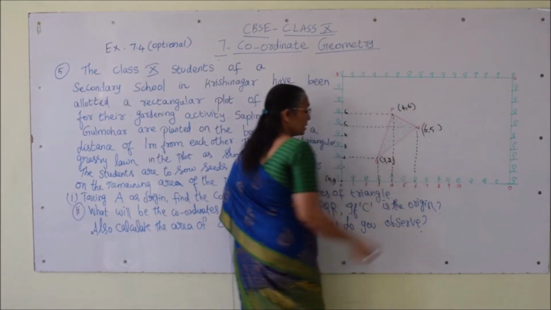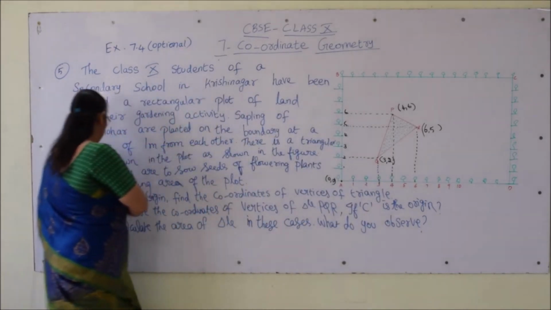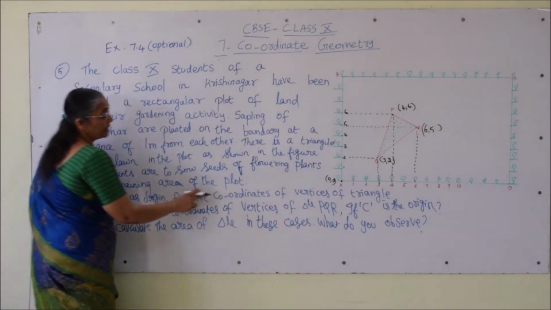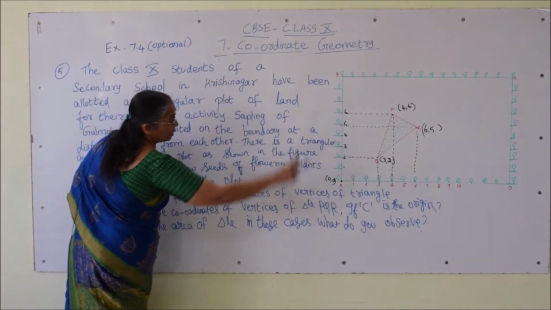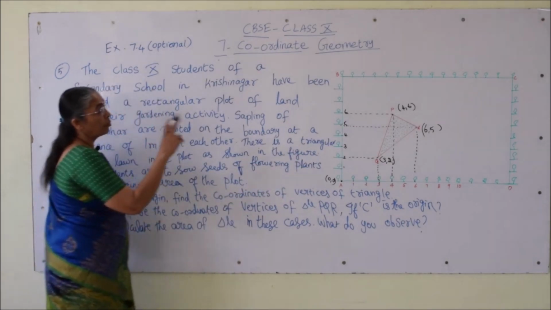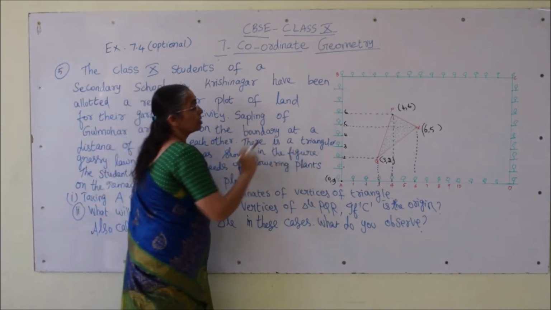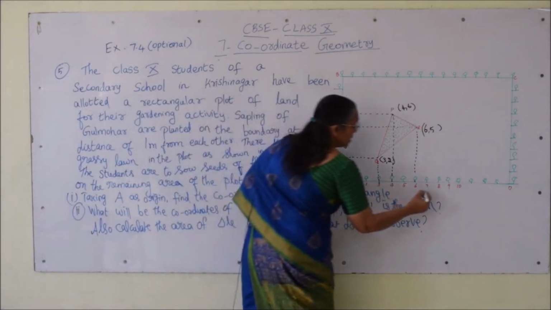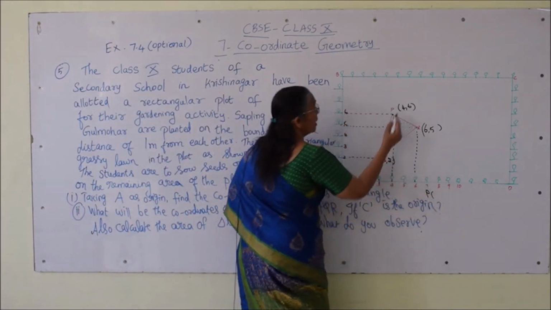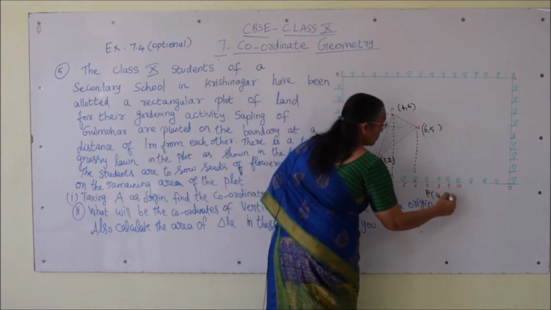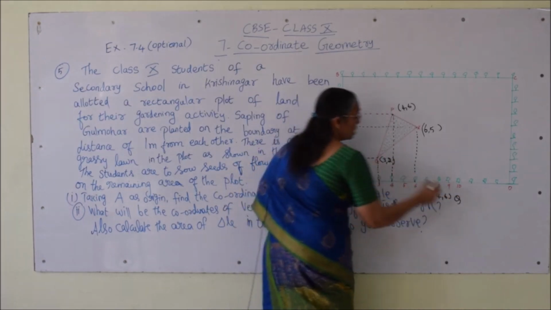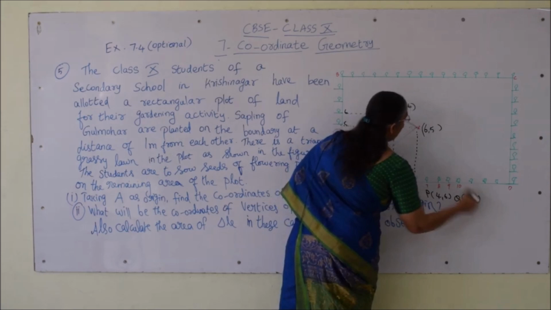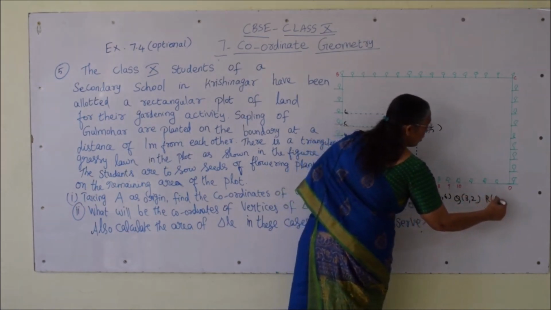So, we answered the first question: taking A as origin, find the coordinates of the vertices of the triangle. So, P vertex is 4, 6, Q vertex 3, 2 and R vertex 6, 5. Let me write. Vertex P is 4, 6, Q is 3, 2 and R vertex 6, 5.